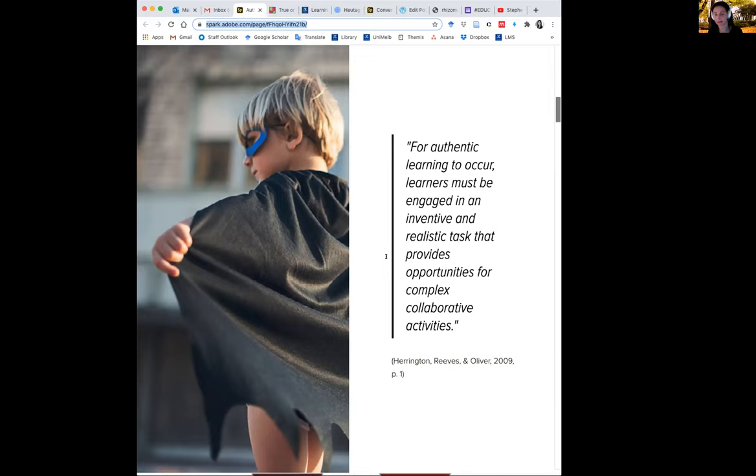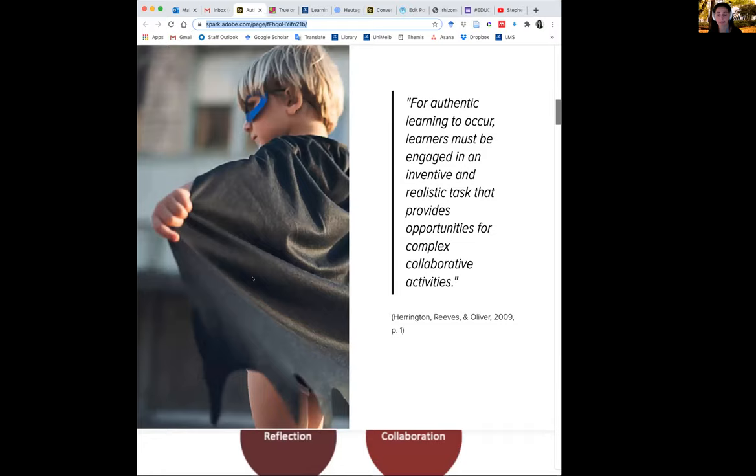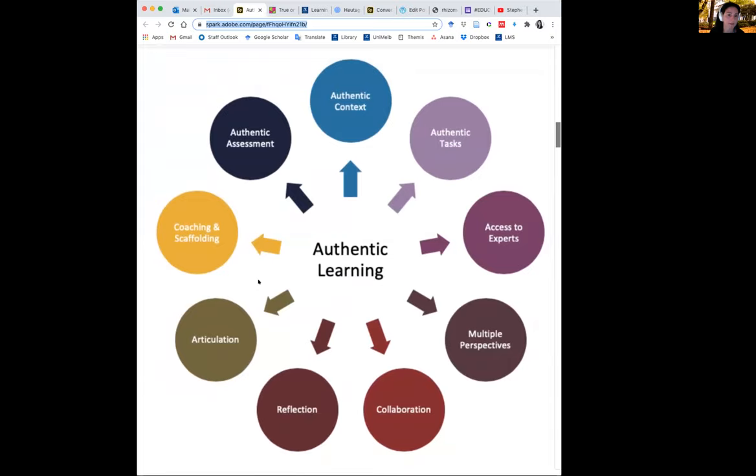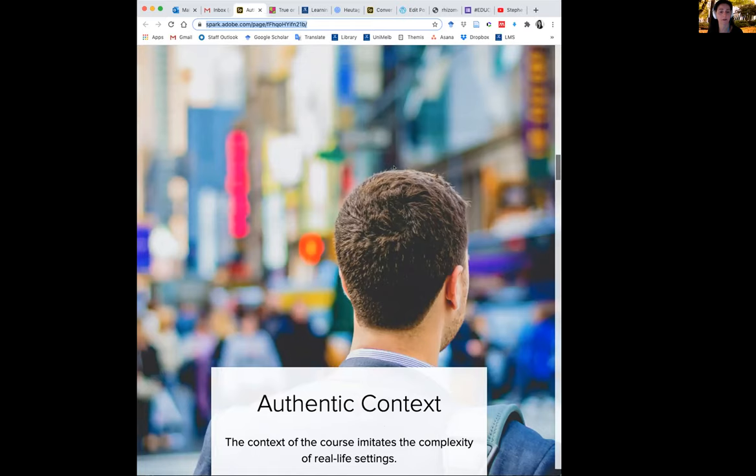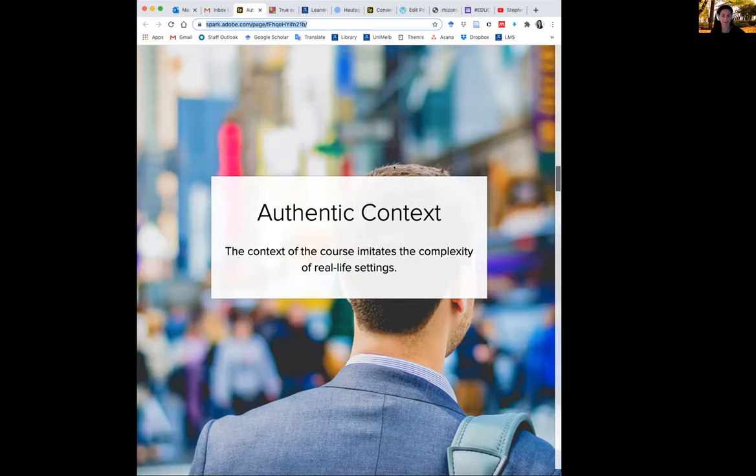So how do we go about designing authentic learning environments? Well, there is this framework graphic that represents the elements of an authentic learning environment, and they can guide us on how to put one together. I'll go through them. The first one is the authentic context. The idea is that the context imitates the complexity of real-life settings. One thing they say is to have all the resources available, so it's a more chaotic kind of environment for the student rather than one that is really well defined. Another example would be having all the resources available rather than releasing them weekly.